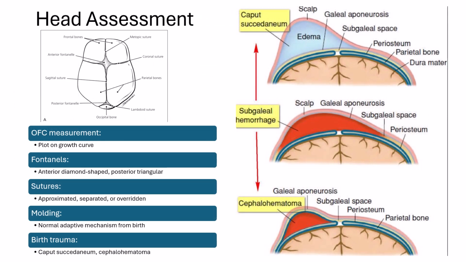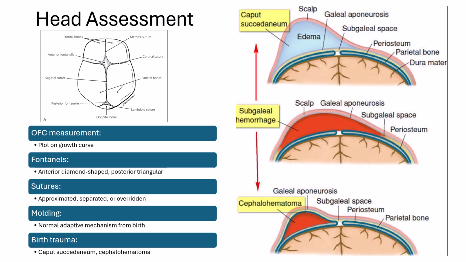Head assessment starts with occipitofrontal circumference measurement, which must be plotted on an appropriate growth curve. The anterior fontanelle is diamond-shaped and can range from barely palpable to 5 centimeters across, while the posterior fontanelle is triangular and typically smaller than 1 centimeter. Sutures may be approximated, separated, up to 1 centimeter separation is normal, or overriding. Molding is a normal adaptive mechanism from the birth process that resolves spontaneously.